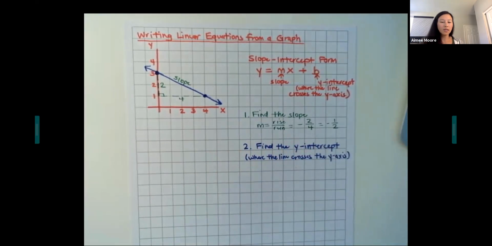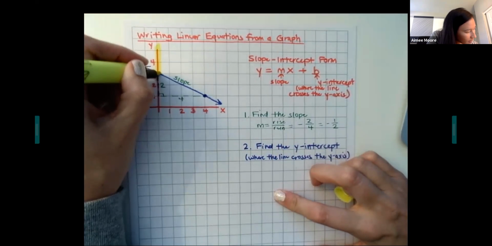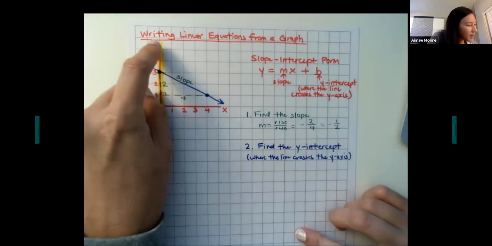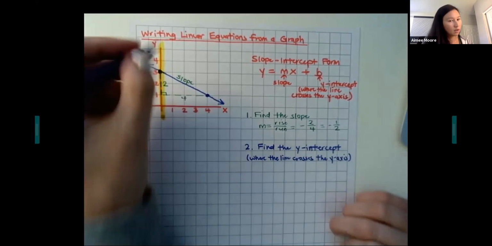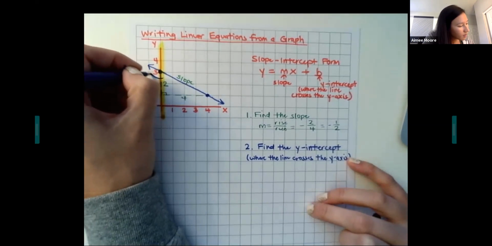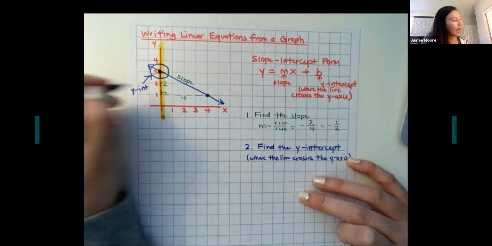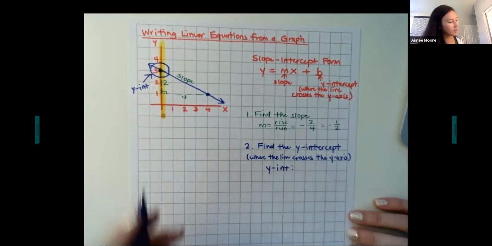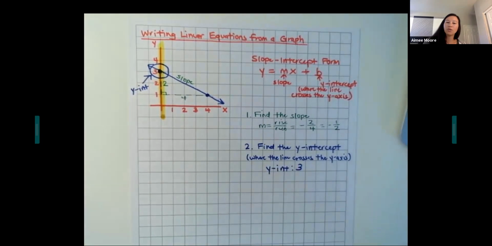So what I want you guys to do is to just highlight the y-axis. If you have a highlighter, then it makes it really easy. So you're just looking at that y-axis and you're saying, where does my line cross it? It crosses right here. And so that point right there, that is your y-intercept. In this case, it crosses at 3. So our y-intercept is just 3.